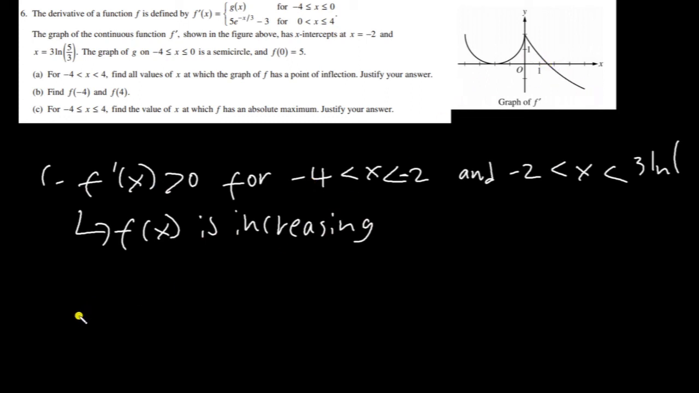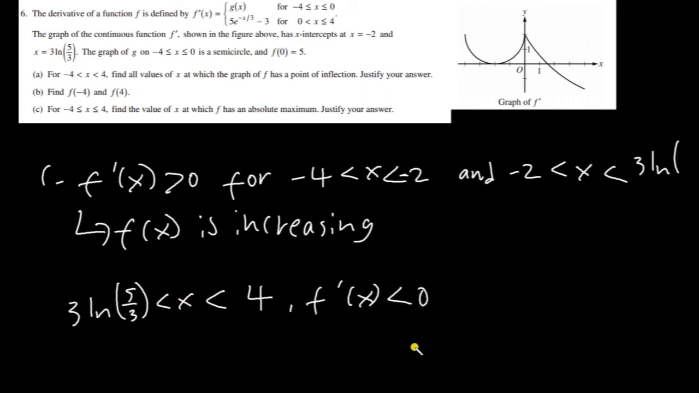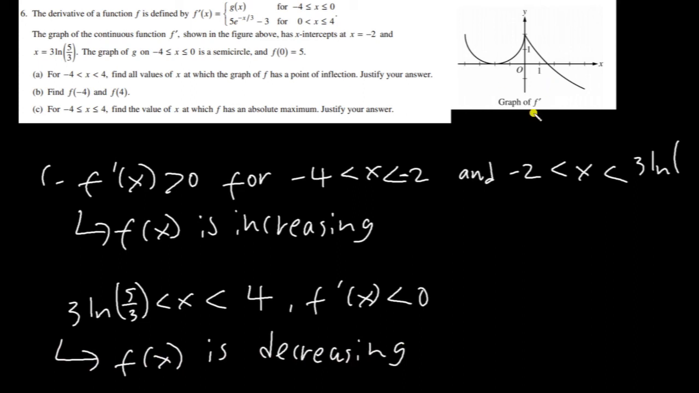So from x equals 3 ln 5 over 3 to 4, f prime of x is less than 0, right? What does that tell us? Well, that tells us that f of x is decreasing on those points. It's decreasing because the slope is negative, it's sloping down, right? The tangent line is going down. Okay? Tells us it's going down, it's decreasing.